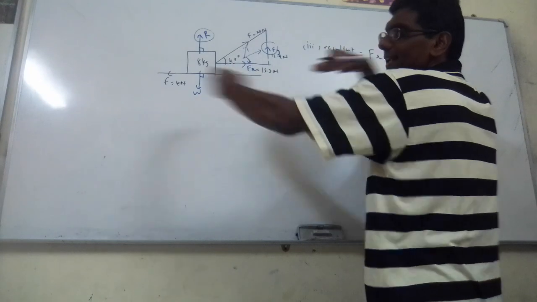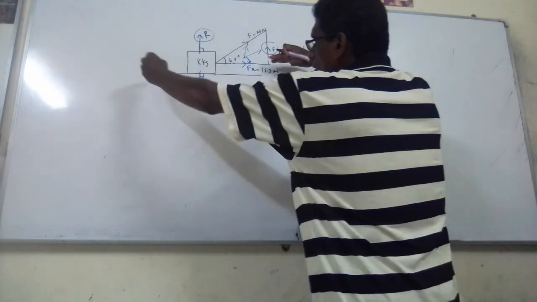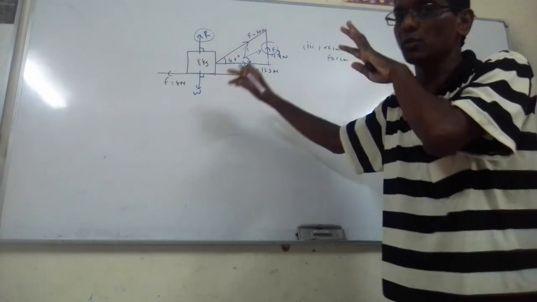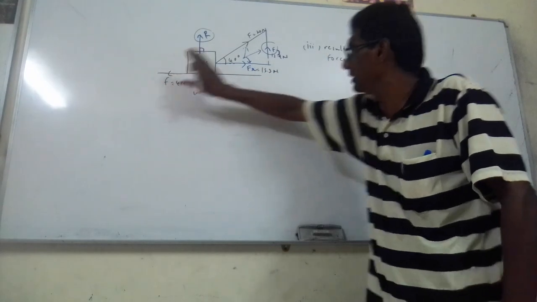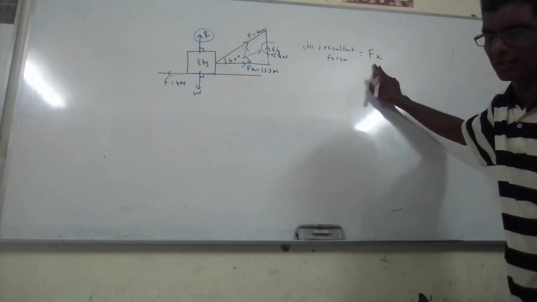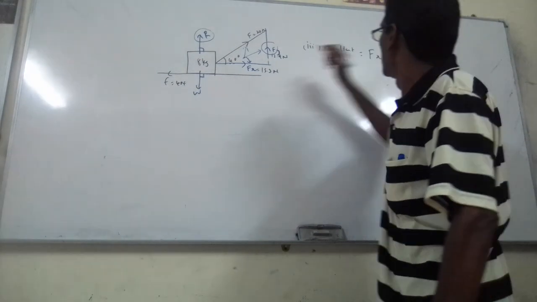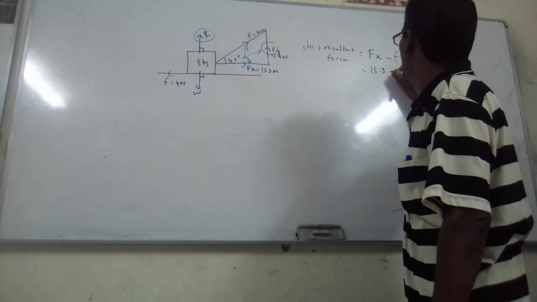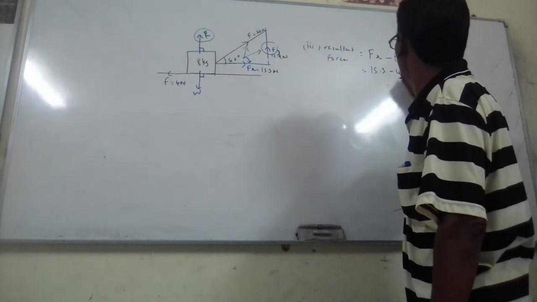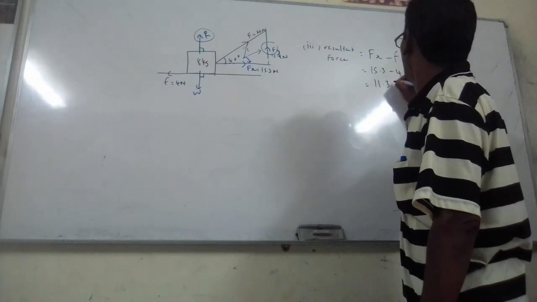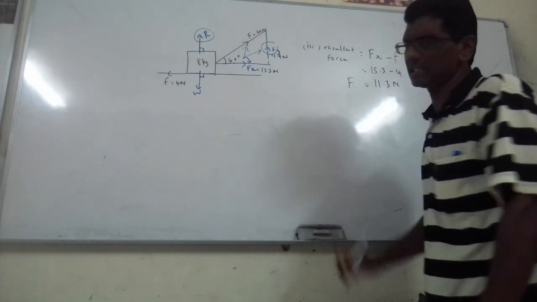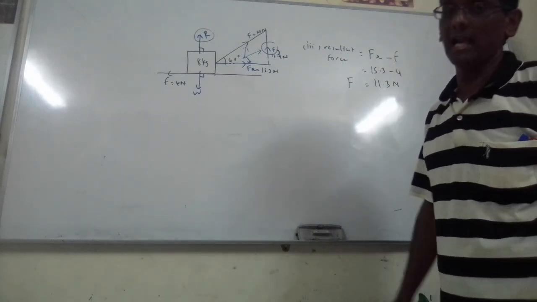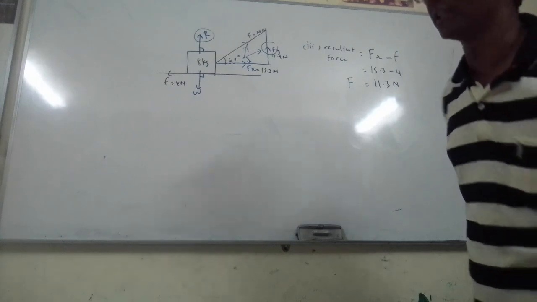Horizontal force means left and right. So the horizontal effect Fx is always positive and friction is always minus. If there's no friction, the resultant force is Fx only. But since there's friction, you subtract friction. So Fx equals 15.3 and friction equals 4 newton, giving 11.3 newton. That is called the resultant force. Resultant force F equals 11.3 newton.